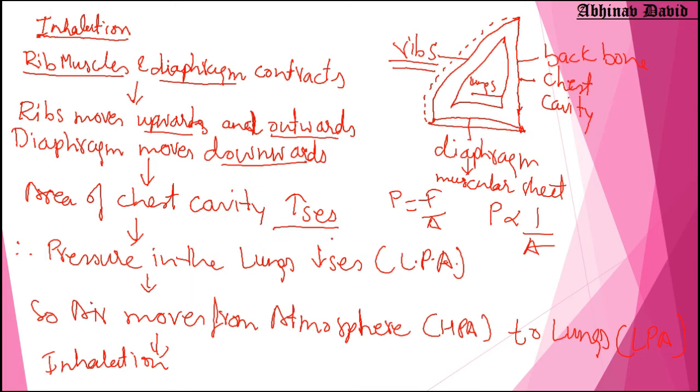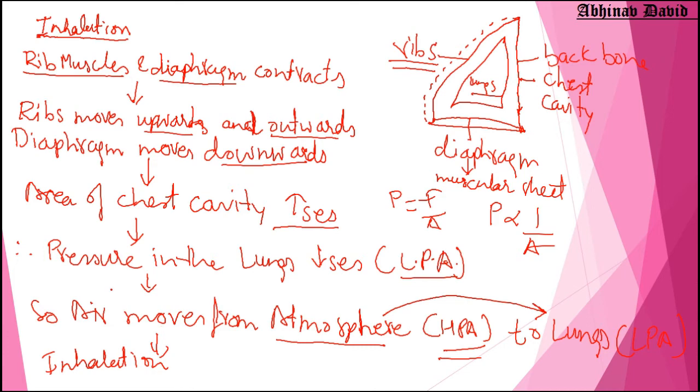So when the pressure in the lungs decreases, now we are talking here about air pressure in the lungs decreases. So air moves from the atmosphere. Why? Because the atmosphere becomes a high pressure area and the lungs become a low pressure area. So air moves from the atmosphere to the lungs, that is from high pressure area to the low pressure area. And this process we call inhalation. Okay. Now what about exhalation?